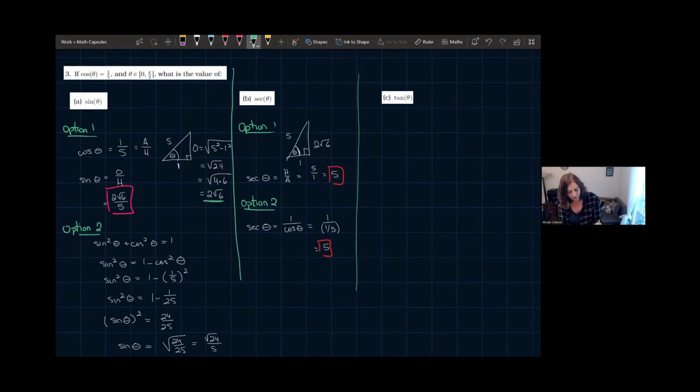On to part C. This time we want tan. So option 1 would be to build this triangle, find the missing side, but we've already done that. And then use SOH CAH TOA to get the value that you're looking for. Tan of theta would be O over H. O we already found was 2 over root 6. Sorry, I said O over H. O over A is what I meant to say. Tan is O over A, so it's 2 over root 6 over 1, or just 2 over root 6.